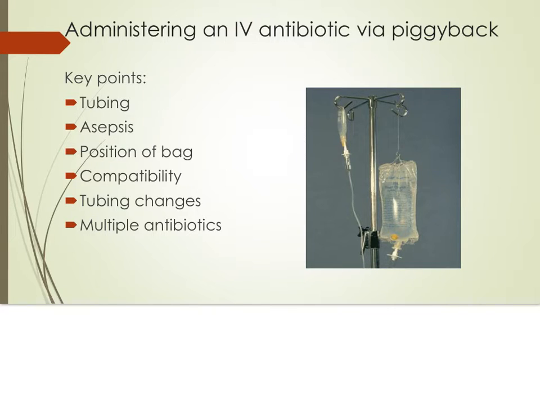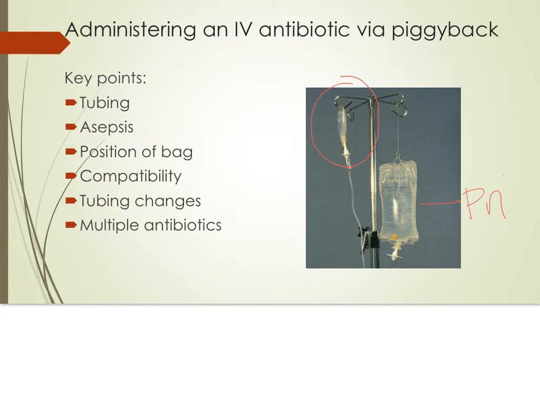The primary bag must be lower than the secondary bag or the antibiotic bag in order for the antibiotic to flow correctly. Or in other words, the antibiotic must be higher than the primary bag. The bag that is higher will flow, and that is illustrated in this photograph. If you look at this bag right here, that is your secondary bag, and this is your primary bag. Always double check incompatibility before attaching a secondary line.